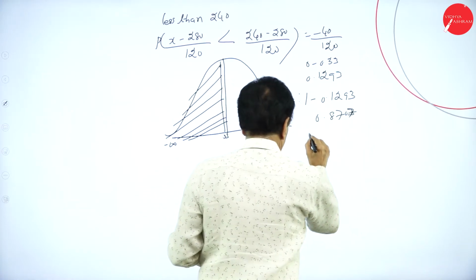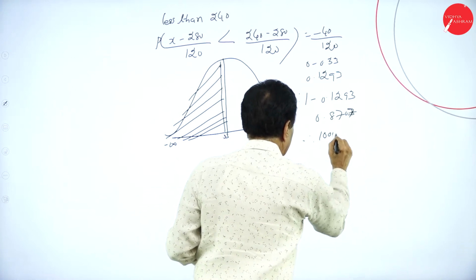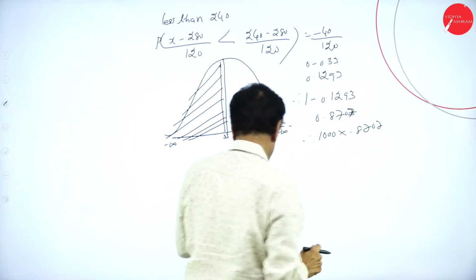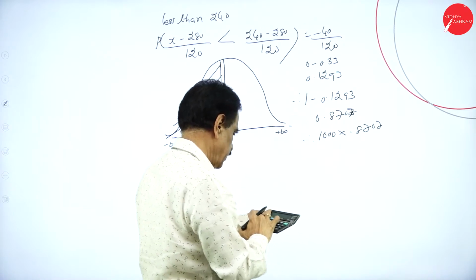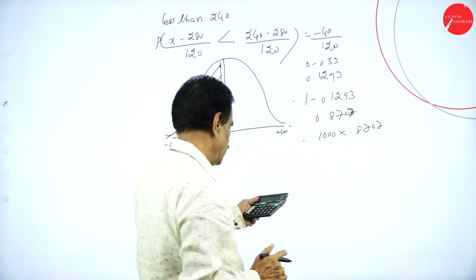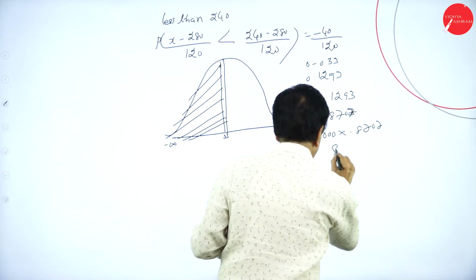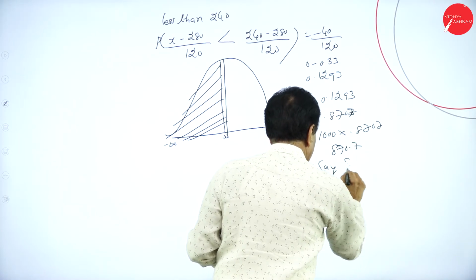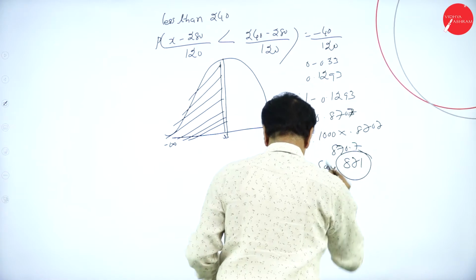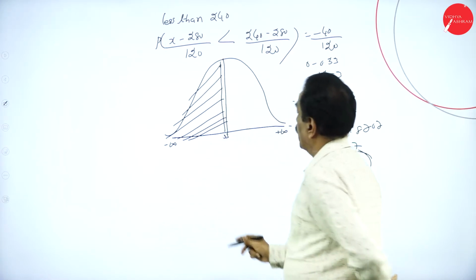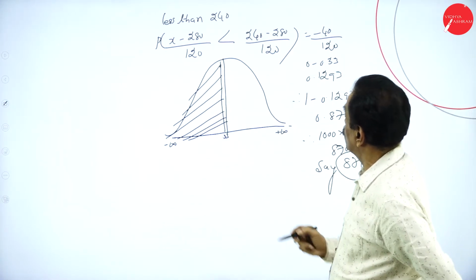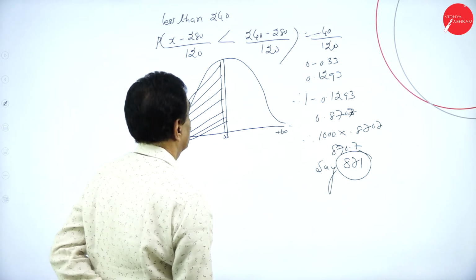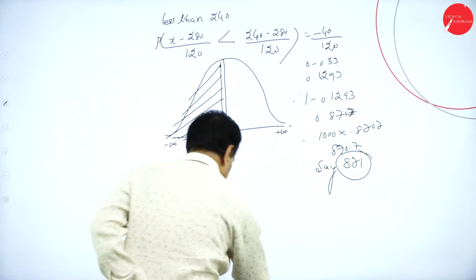It's therefore 1000 into 0.8707, which is 870.7, say 871. So for less than, you have to look after this: 240 minus 280, so it is minus 40.